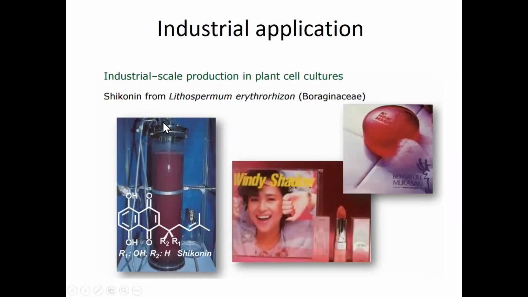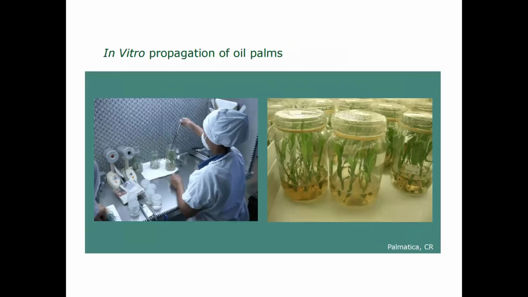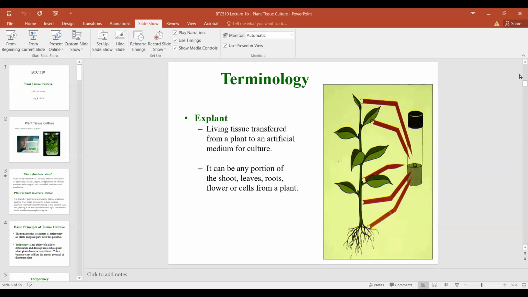Industrial application, I told you, in the big fermenter reactor, for example, shikonin is produced from the plant, and many other pharmaceutically important compounds can be produced by culturing the plant cell. And many plants that cannot produce viable seeds, we can do tissue culture in vitro, oil palm and many other plants. So this is all about the lecture.